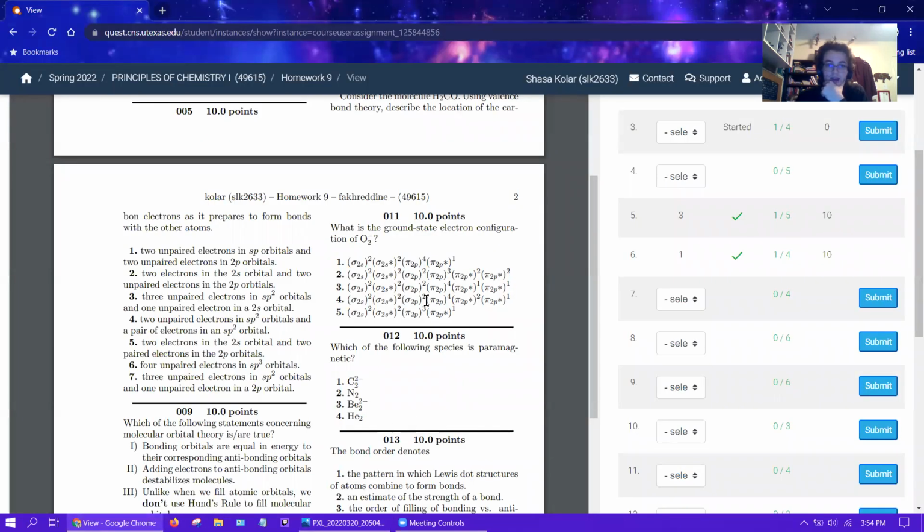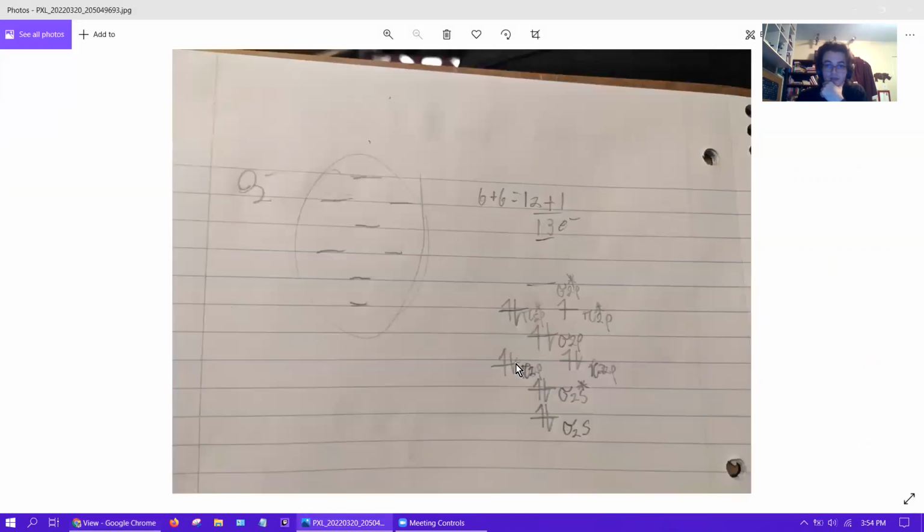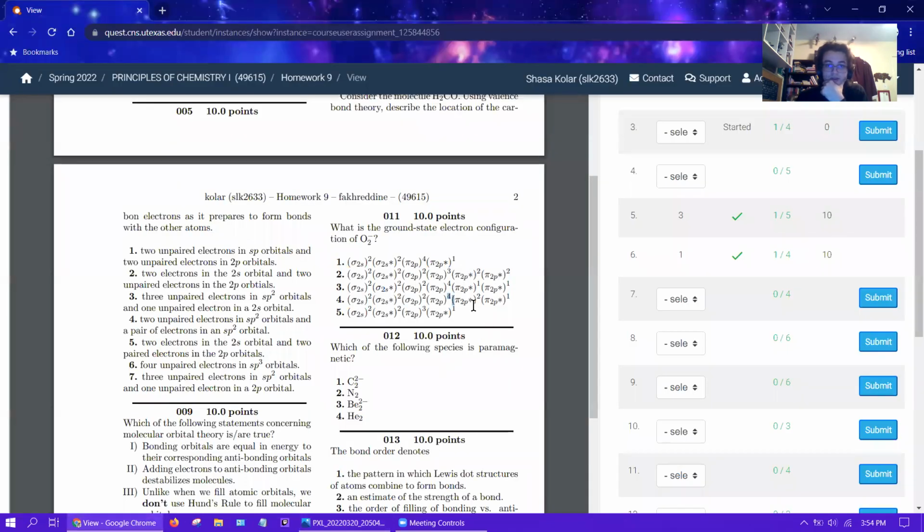And then we have our pi 2p, and it's going to be 4, because we have 4 electrons. And then next we should have 3 pi 2p anti-bondings. Okay, it looks like it does it in separate things because it's not complete. Fair enough. And then I do believe this would be our answer, because we have 3 electrons at the end. This one is odd, so it would be number 4.